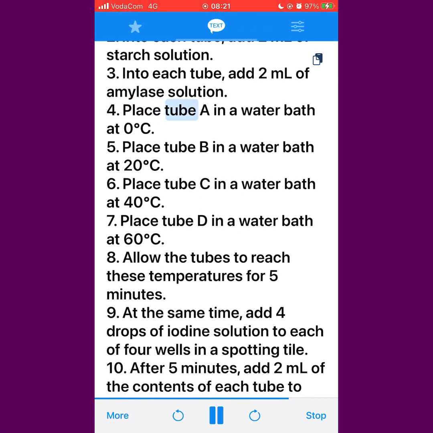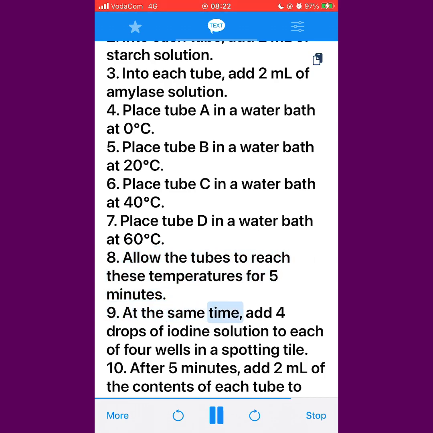4. Place tube A in a water bath at 0 degrees Celsius. 5. Place tube B in a water bath at 20 degrees Celsius. 6. Place tube C in a water bath at 40 degrees Celsius. 7. Place tube D in a water bath at 60 degrees Celsius. 8. Allow the tubes to reach these temperatures for 5 minutes.